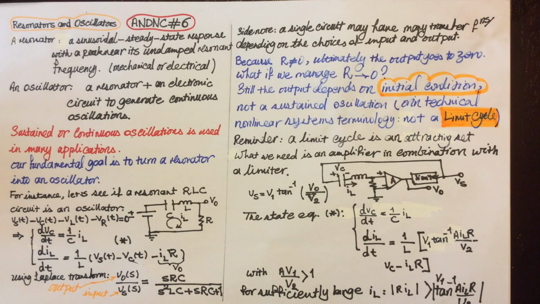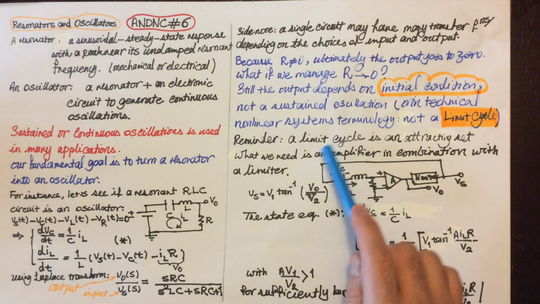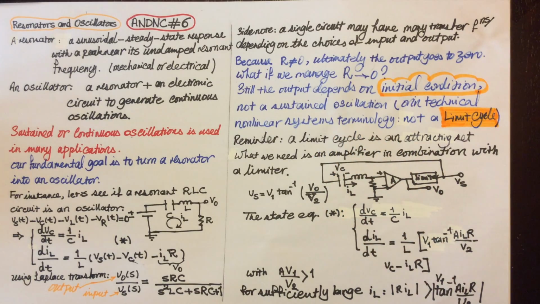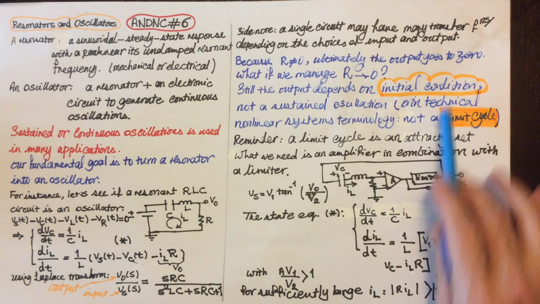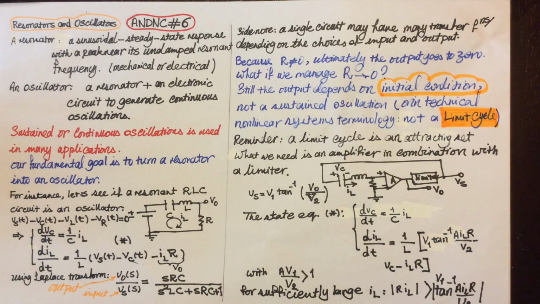All right. So again, this part relates to what we learned in nonlinear dynamics, that even if we don't have damping, the response is periodic, but it's not a limit cycle. In other words, if you change the initial condition, we get a different periodic response. All right, so we're looking for this limit cycle because we want to have this sustained oscillation.